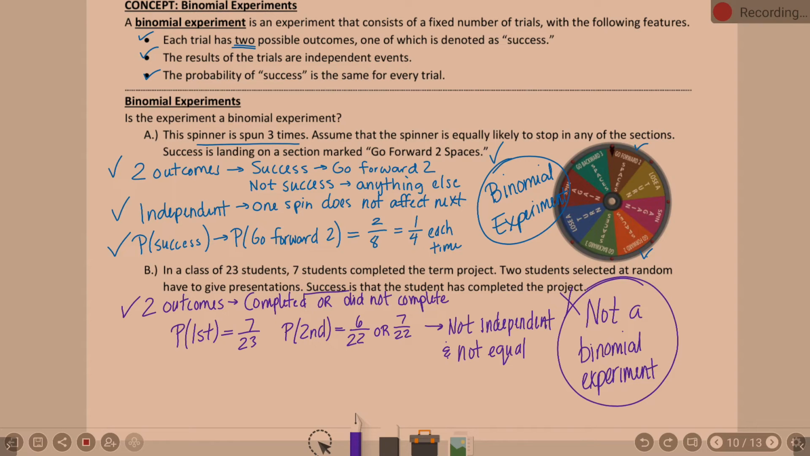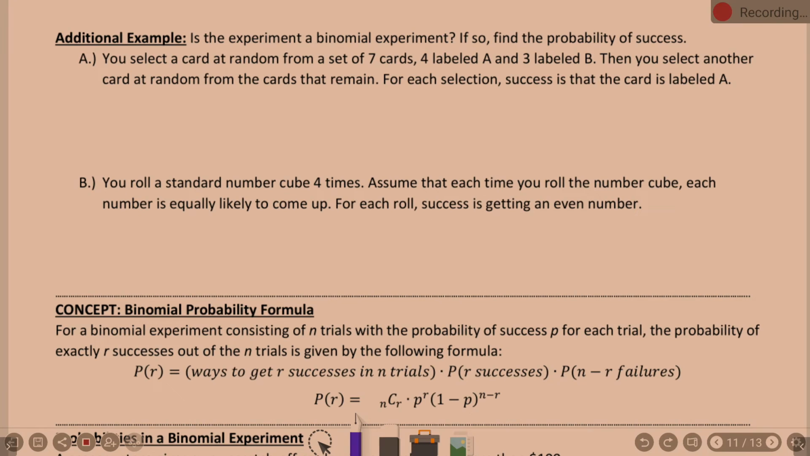Okay, there's two more at the top of the next page to think through real quick about whether or not they are binomial experiments. If you look at A real quick, you select a card at random from a set of 7 cards, 4 labeled A and 3 labeled B. Then you select another card at random from the cards that remain. For each selection, success is that the card is labeled A. Is this a binomial experiment?